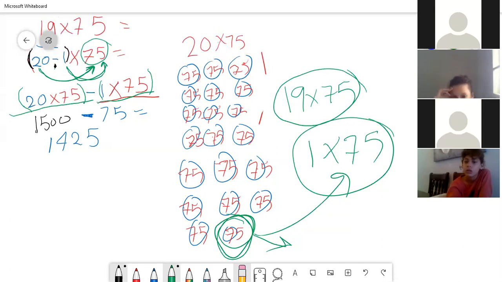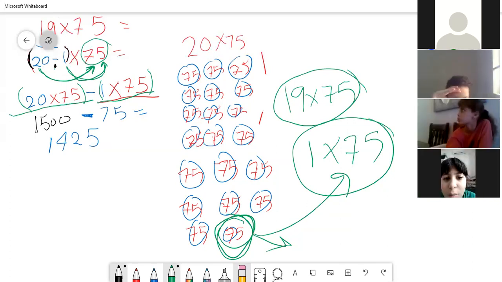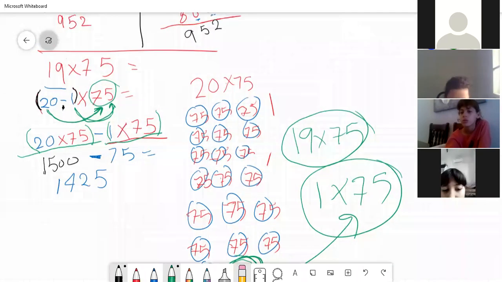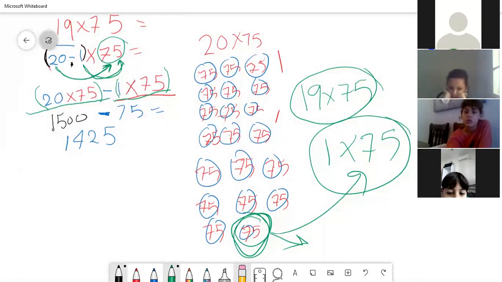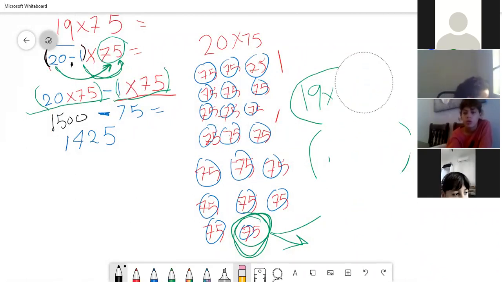Yes, clear. I understand this, but I don't understand the part behind it. You didn't understand what? Behind this one? Yeah. This is the same. When you have 20, let's say we have only 19, guys.